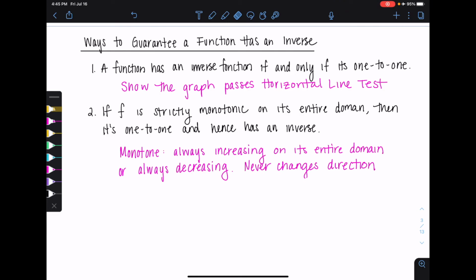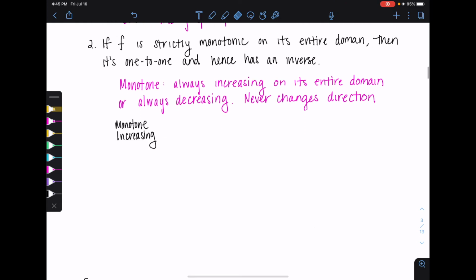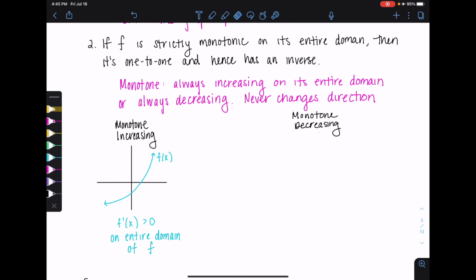This word monotone means one for mono and tone, direction basically. So this function is always increasing on its entire domain or it's always decreasing. It's never going to change direction. And because of that, it will pass that horizontal line test. To give you some visualizations, something that's monotone increasing is always going up, up, up, up. So basically, the derivative is positive on the entire domain because it's always increasing. Something that is monotone decreasing is always going down, down, down, down, down. And in this case, your derivative is negative on the entire domain.